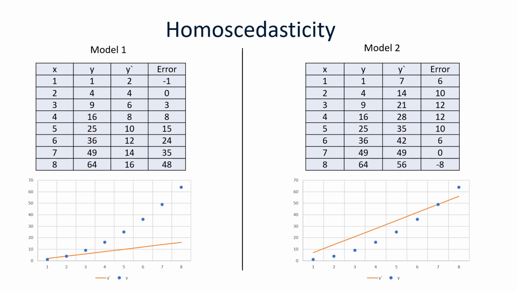So here we have two models, model 1 and model 2. It shows the independent variable x, the dependent variable y, the predicted variable y dash, and the error terms. Now we also have a distribution of y values, which are our actual values, and y dash, which we are getting from a regression line. Similarly, in model 2, we have the independent variable, predicted values, and the error terms. As you can see, in the first model, x varies from 1 to 8 and values of y vary from 1 to 64. But the predicted values only vary from 2 to 16.